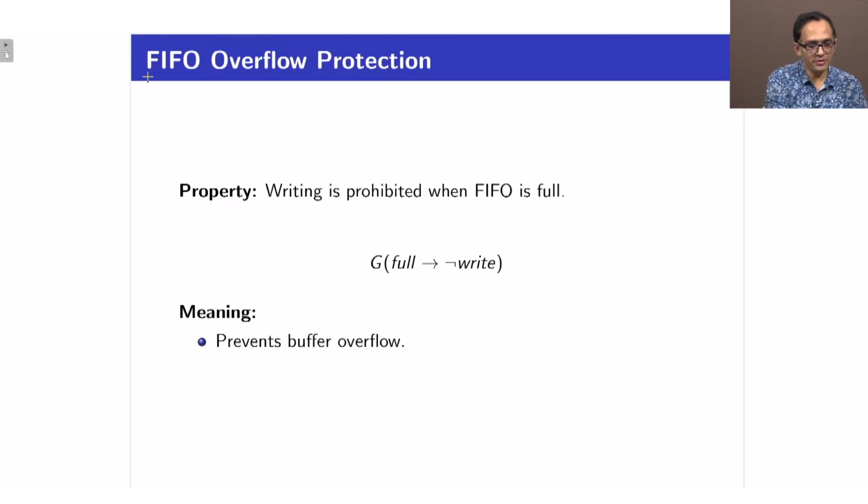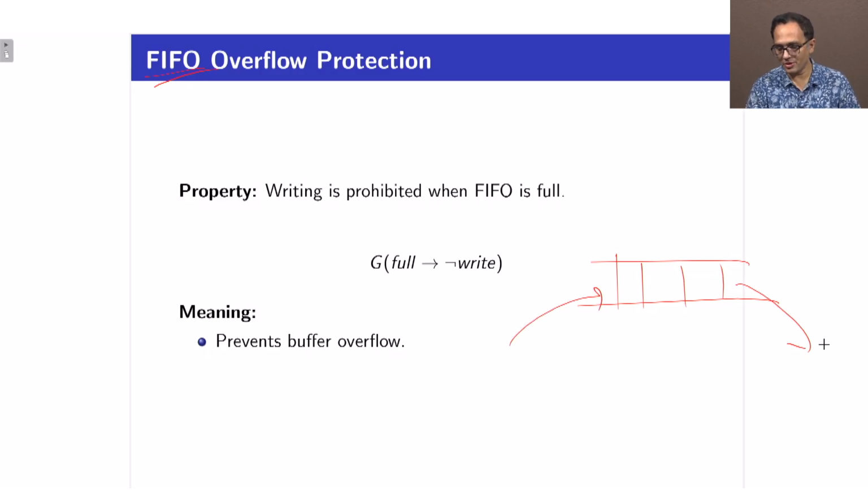Let's say FIFO behavior, where you basically have a FIFO, first in and first out. If somebody is writing here, somebody is reading from here, but you have to make sure that when you are writing, it must not be full. You can only write when it is not full, and you can only read when it is not empty. So this is the FIFO property.